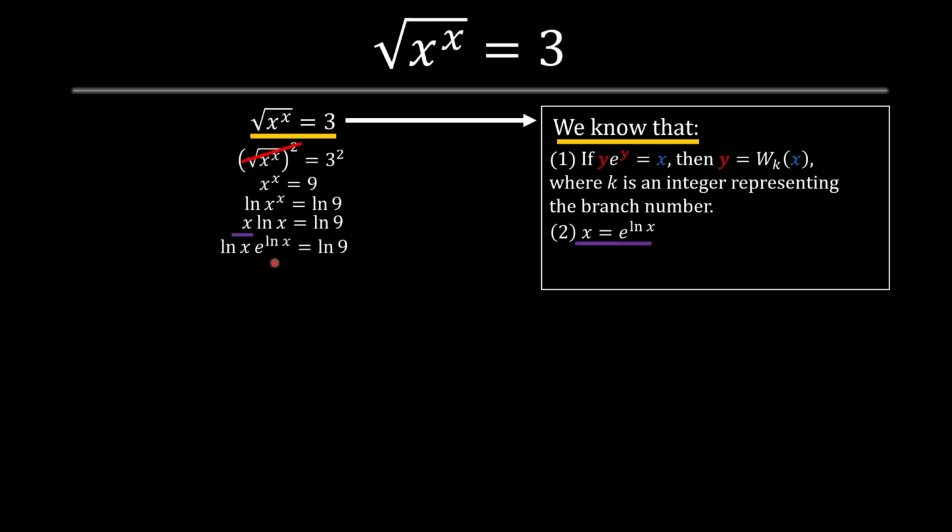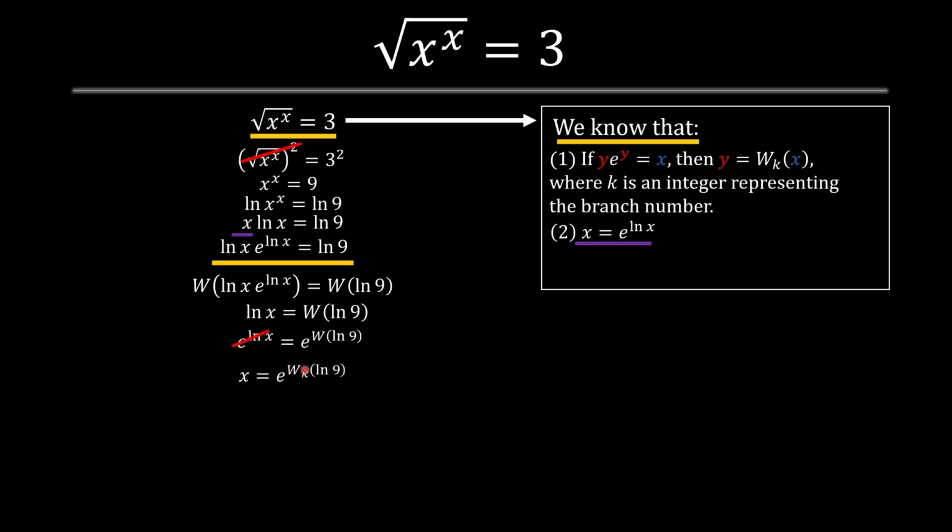So we acquire this. And now it looks like this format, where we have some y with an e raised to y. Over here we have the exact same thing, where our y is ln x. So basically we can apply Lambert's W function. It simplifies to one y, which in our scenario is ln x, and we get W of ln 9. We raise e on both sides of the equation, the ln disappears, and we acquire this.